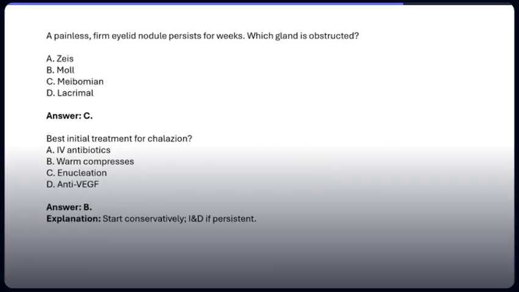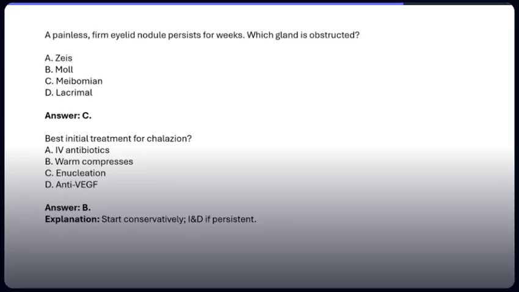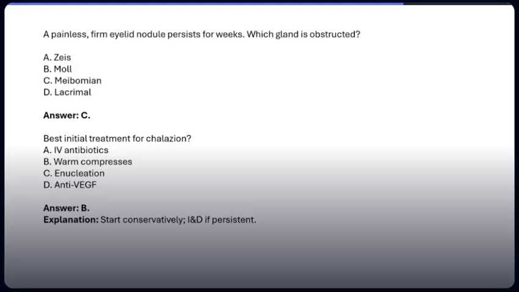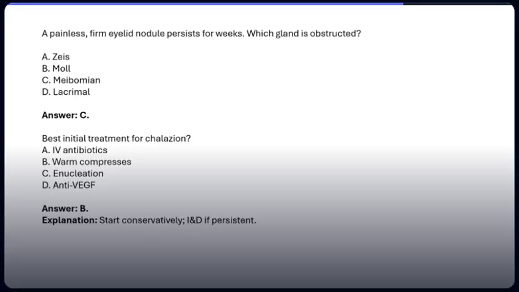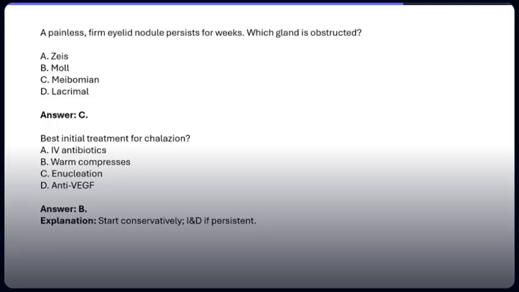We are analyzing a chronic granulomatous state where a painless, firm nodule points directly to an obstruction within the meibomian glands of the tarsal plate. Unlike the acute suppurative infections of the glands of Zeiss or Moll, this condition, a chalazion, results from a sterile inflammatory response to sequestered lipids.